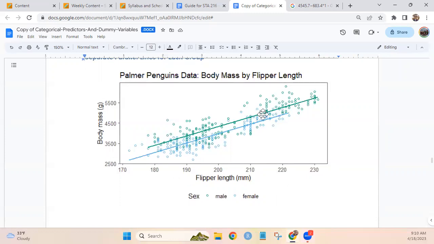So you can see the green line and the blue line. Very similar to what you would get if you just fit a model with flipper length, but now it's shifted vertically for each group. You get a little more accurate of a prediction if you knew that the penguin is male. It's a little bit higher body mass given its flipper length, and a little bit lower for the female penguins on average. So you get a little more accurate.